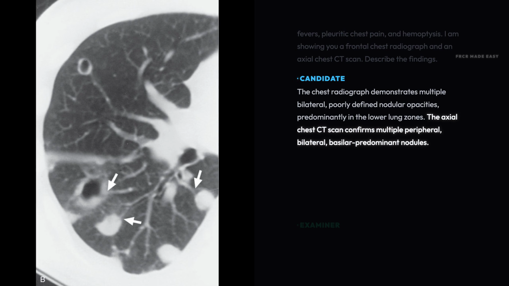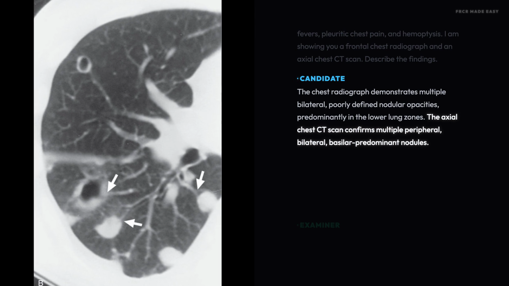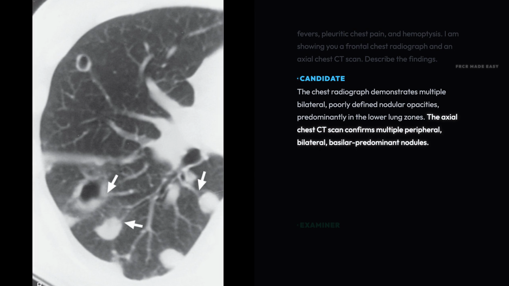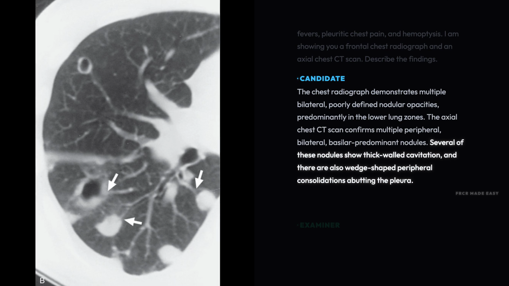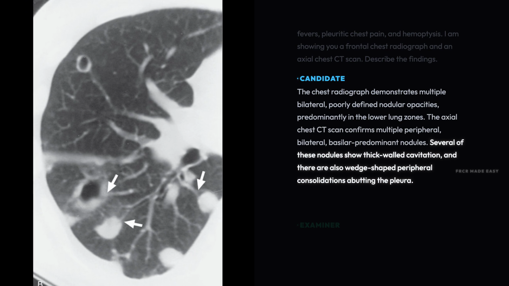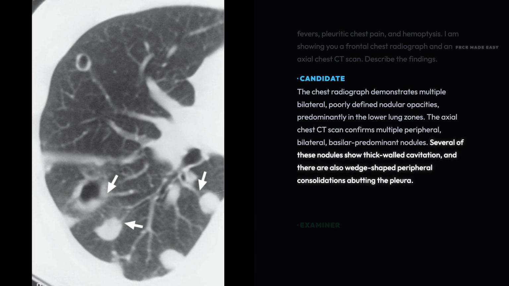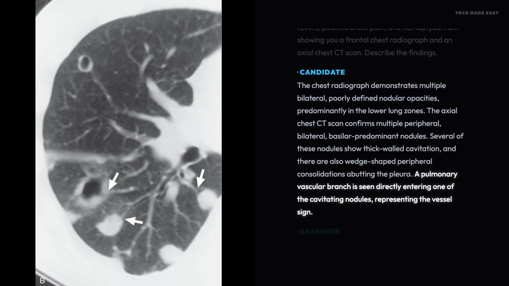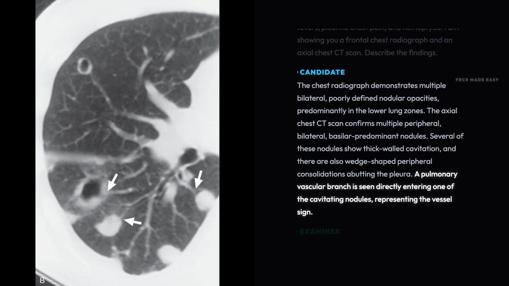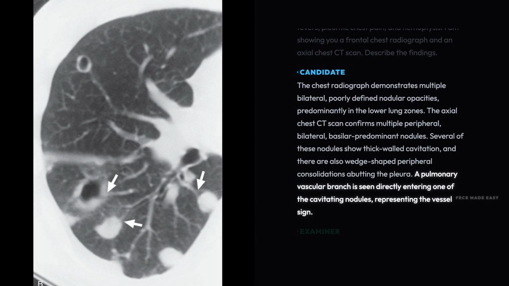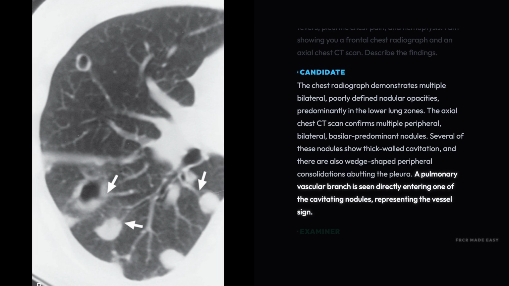The axial chest CT scan confirms multiple peripheral, bilateral, basilar predominant nodules. Several of these nodules show thick-walled cavitation, and there are also wedge-shaped peripheral consolidations abutting the pleura. A pulmonary vascular branch is seen directly entering one of the cavitating nodules, representing the vessel sign.